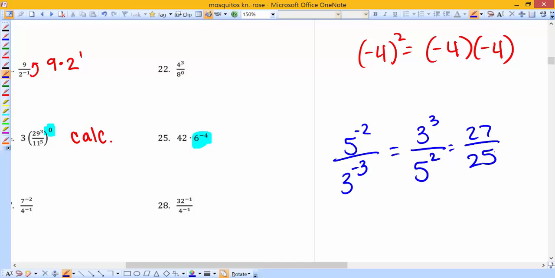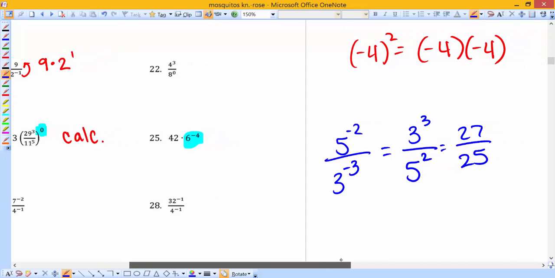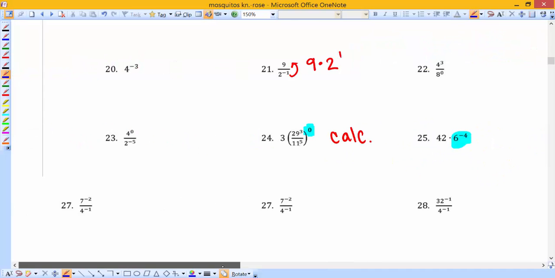So just remember, you got to get rid of your exponents and then get a nice simple answer. No decimals. I don't want to see a single decimal answer. Okay? Integers only. No decimals.